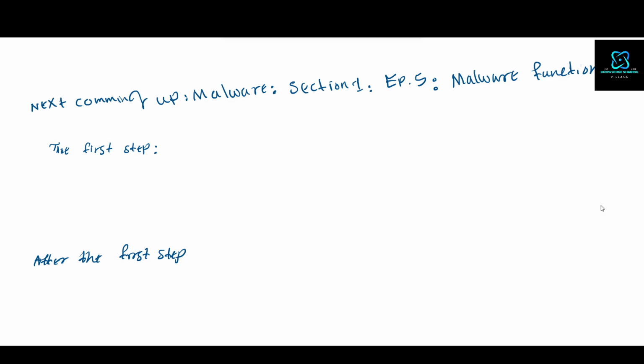So, malware functionality, which is the topic of this episode. The first step for malware is infiltration. The first step is to infiltrate the target device by exploiting vulnerability, which can be in software.